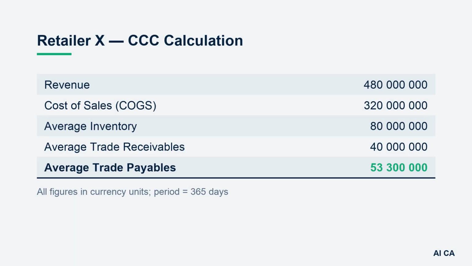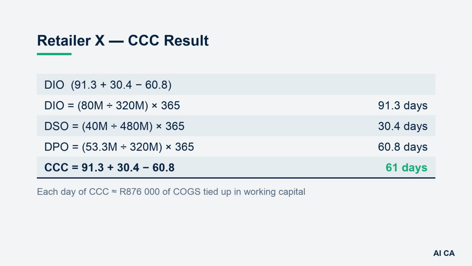Let us work through a realistic example. Retailer X has annual revenue of 480 million, cost of sales of 320 million, average inventory of 80 million, average trade receivables of 40 million, and average trade payables of 53.3 million. Days in period, 365. Plugging into the formulas, DIO is 80 million divided by 320 million times 365. That gives us 91.3 days.